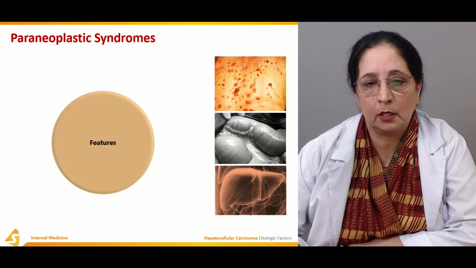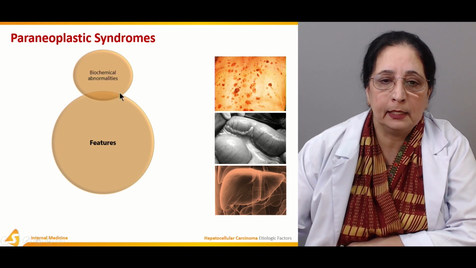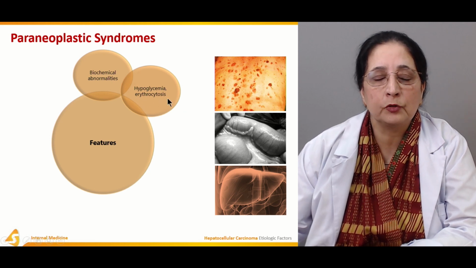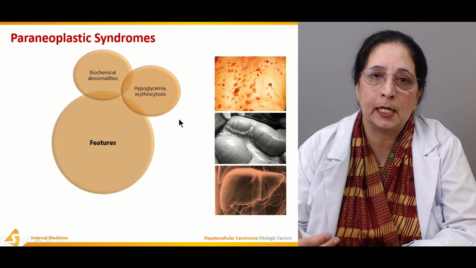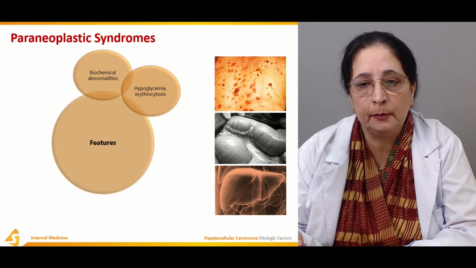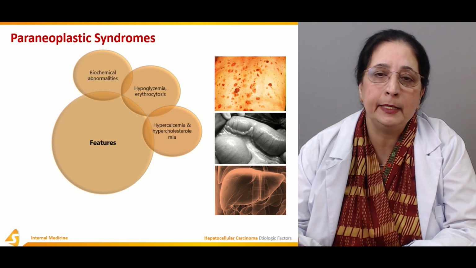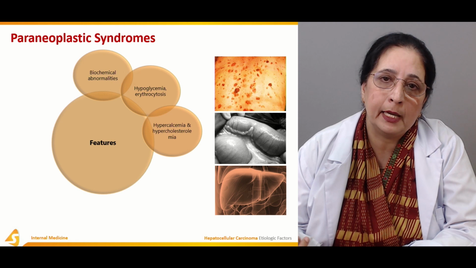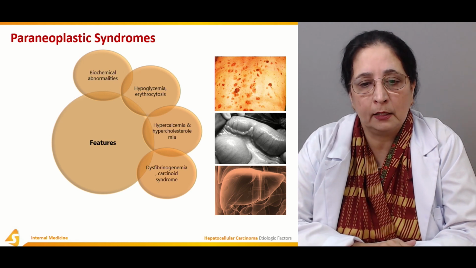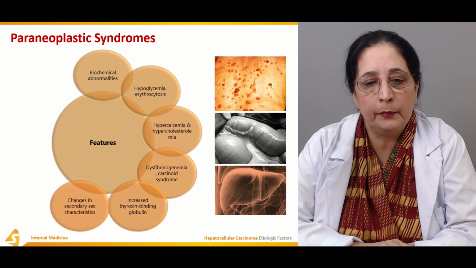Paraneoplastic syndromes: these are the features of paraneoplastic syndrome. Biochemical abnormalities: hypoglycemia, erythrocytosis. There is increased red blood cell count, and there is a decreased level of glucose, hypoglycemia, in the blood. There is hypercalcemia and hypercholesterolemia. Increased levels of calcium and cholesterol are present in the blood. Dysfibrinogenemia, carcinoid syndrome. Increased thyroxine binding globulin.